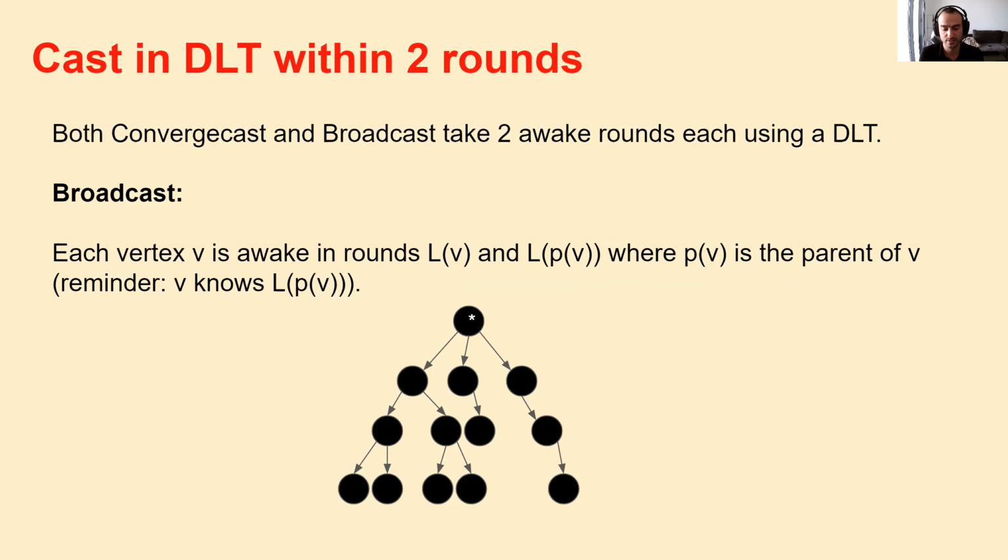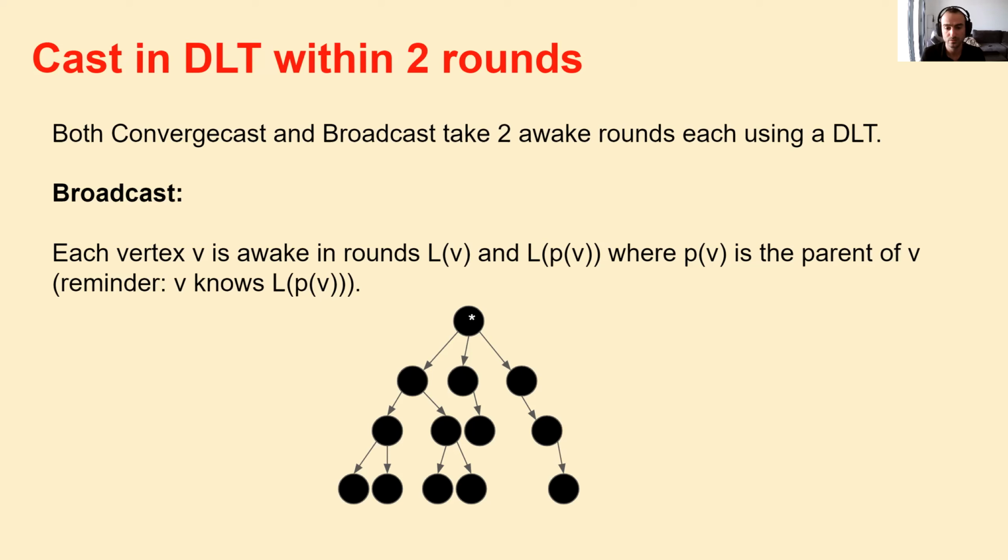How does a DLT help us with the cast? Well, if we have a DLT, both convergecast and broadcast take exactly 2 awake rounds. It means that each vertex will be awake at most 2 rounds during the procedure. So for example, for a broadcast, vertex v is awake at rounds L(v) and L(p(v)). I remind you that v knows the label of its parent.